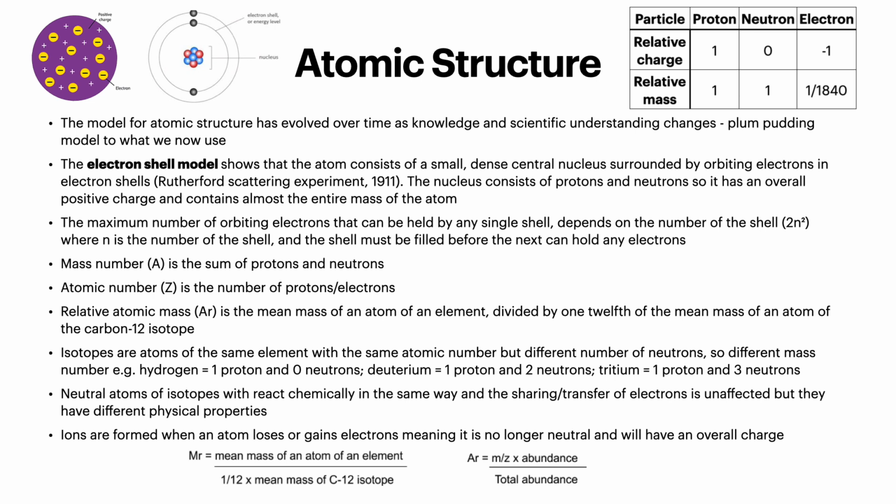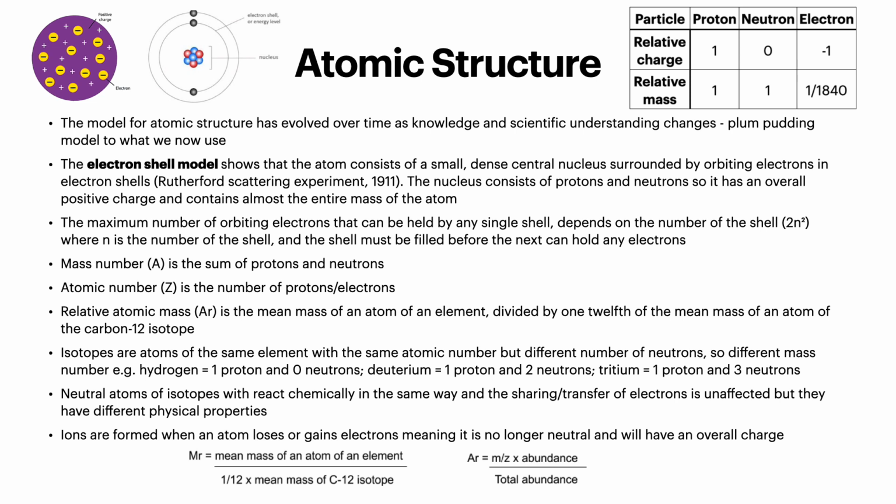Relative atomic mass, Ar, is the mean mass of an atom of an element divided by 1/12 of the mean mass of an atom of the carbon-12 isotope. The key with a lot of these definitions at the beginning is that everything is based off this 1/12 of the mean mass of an atom of carbon-12. Carbon-12 is essentially the basis for most of chemistry, most of science. So it's really important you remember that part of the definition.